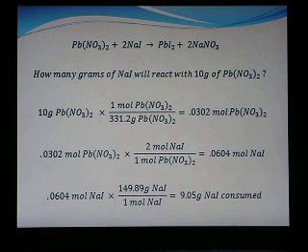This is a moles to grams conversion, so you end up multiplying 0.0604 by 149.89 to come up with a solution of 9.05 grams of NaI consumed. The end.